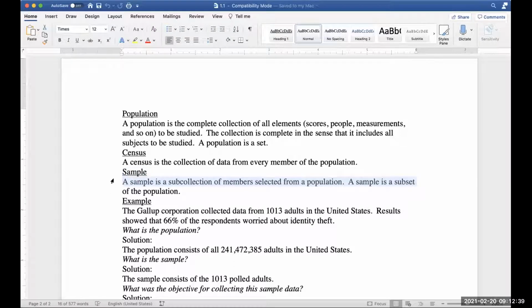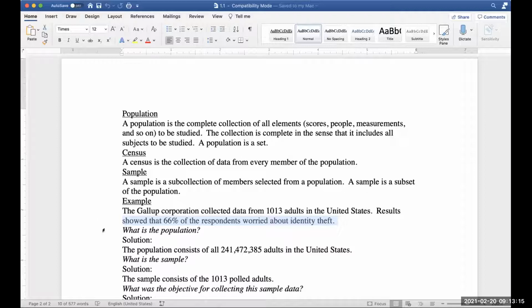A sample is a sub-collection of members selected from a population. A sample is a subset of the population. So for example, the Gallup Corporation collected data from 1,013 adults in the United States. The results show that 66% of the respondents worried about identity theft.